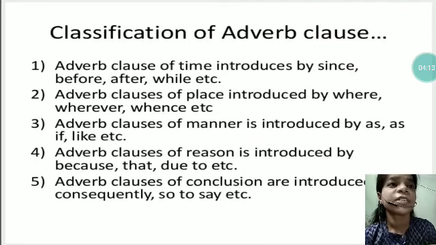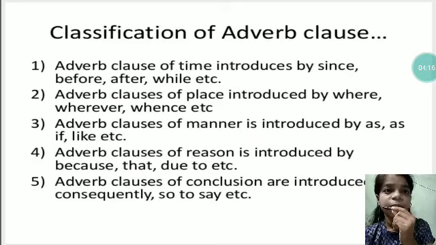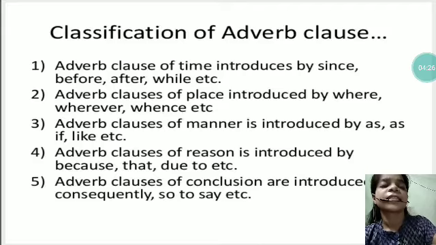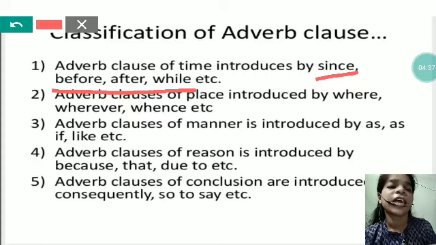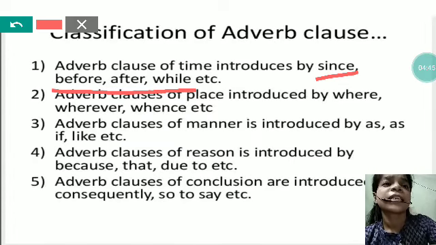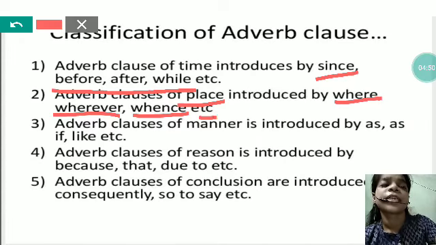Now, classification of adverb clauses: adverb clauses can be of different types. First one, adverb clause of time. If we have to denote time, then it is called an adverb clause of time, and it is introduced by since, before, after, while, etc. Same, if there is an adverb clause of place, then it begins with where, wherever, whence, etc.